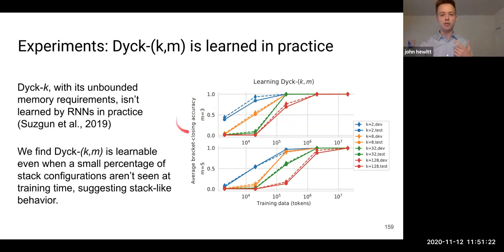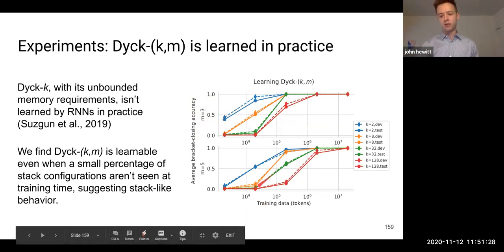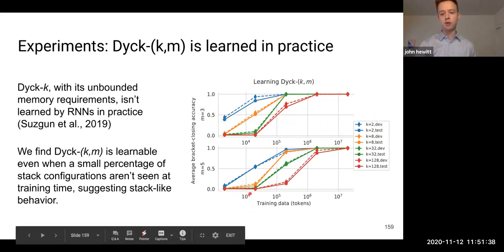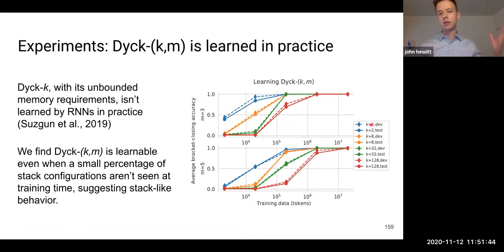So here's m equals 3 for this top plot, and m equals 5 is the stack depth for the bottom plot. The red line is what I want you to focus on, for the following reason. We have different values of k here. For small values of k, like 2, when you've seen a number of training tokens, from 10 to the 4 up through 10 to the 7 training tokens, you end up seeing every possible configuration of the stack at training time.